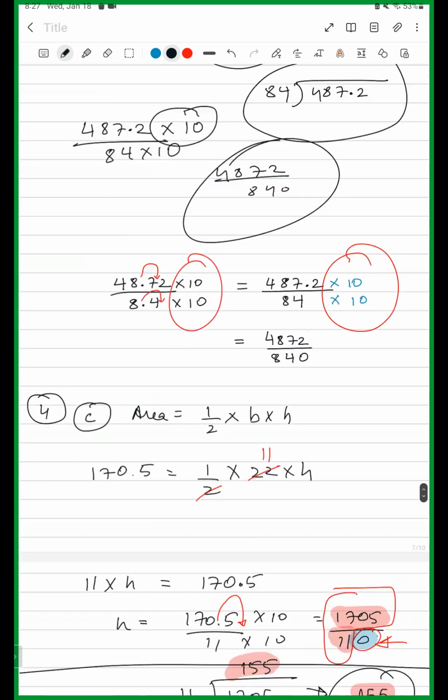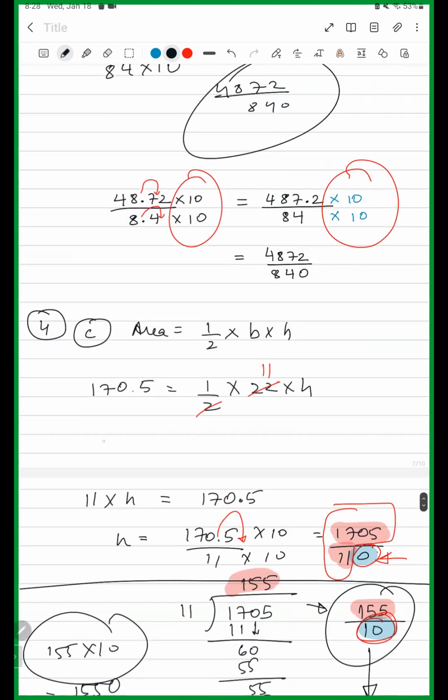15.5 क्या था हमारा? I didn't understand. I didn't understand how it became 10 again. Okay, no problem. Let me show you.